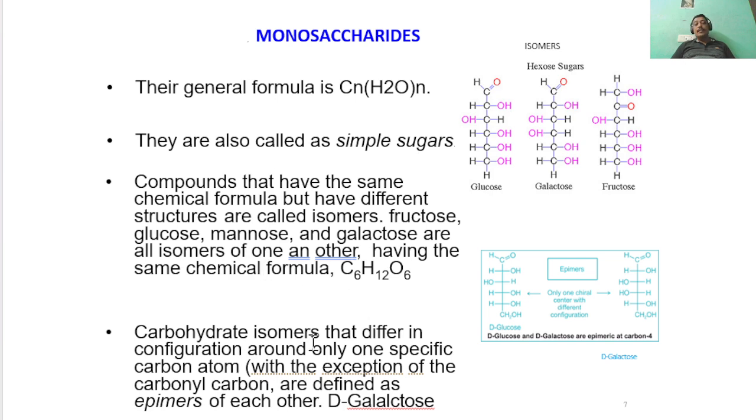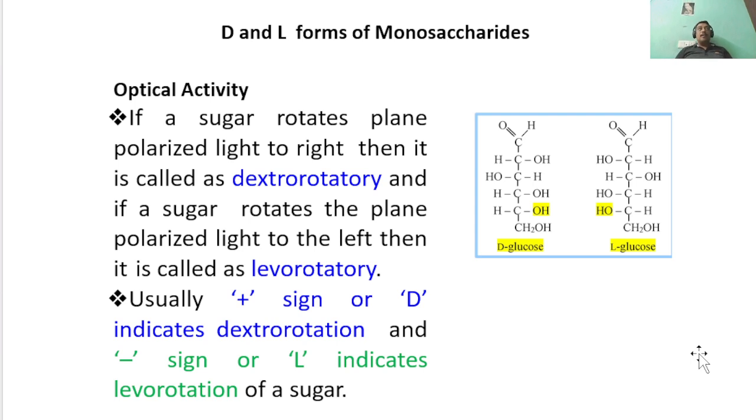And we also have something called epimers. As you can see here, we have D-glucose, and when you look at the structure, the OH group is present on the right hand side in D-glucose, whereas on this glucose you can see that it is present on the left hand side. So there is one specific carbon atom which is different from one another, and we call them epimers. So you can compare D-glucose and D-galactose. And we also have dextrorotatory and levorotatory forms of monosaccharide.